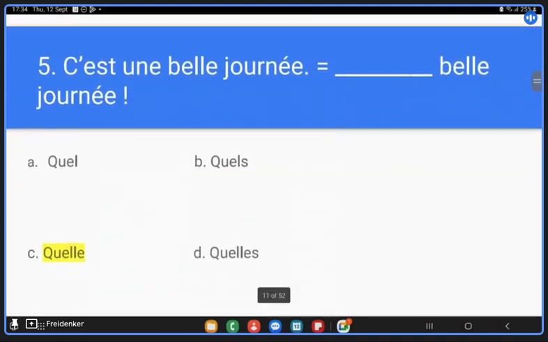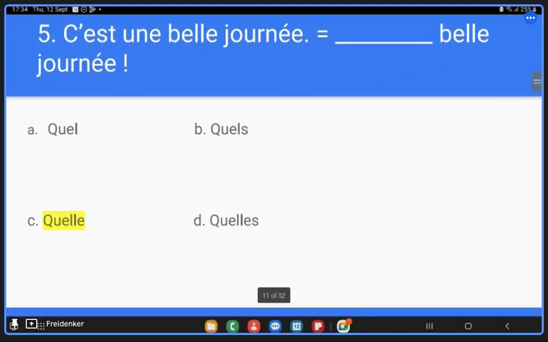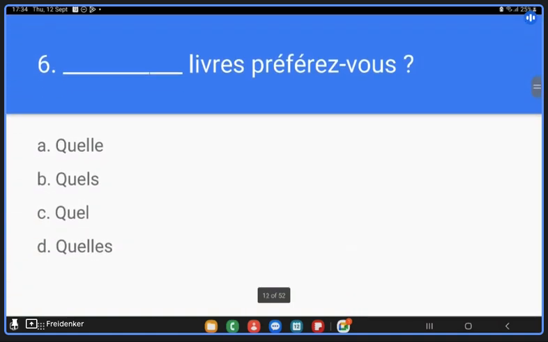Quel, yes, quel. All of them have the same pronunciation. The context will tell you whether it's masculine, feminine, singular, plural. Sixth question. Dash livre préférez-vous? Livre means a book. It ends with an E if it's singular. When it is singular it is LIVRE. But despite ending in E, it's masculine.